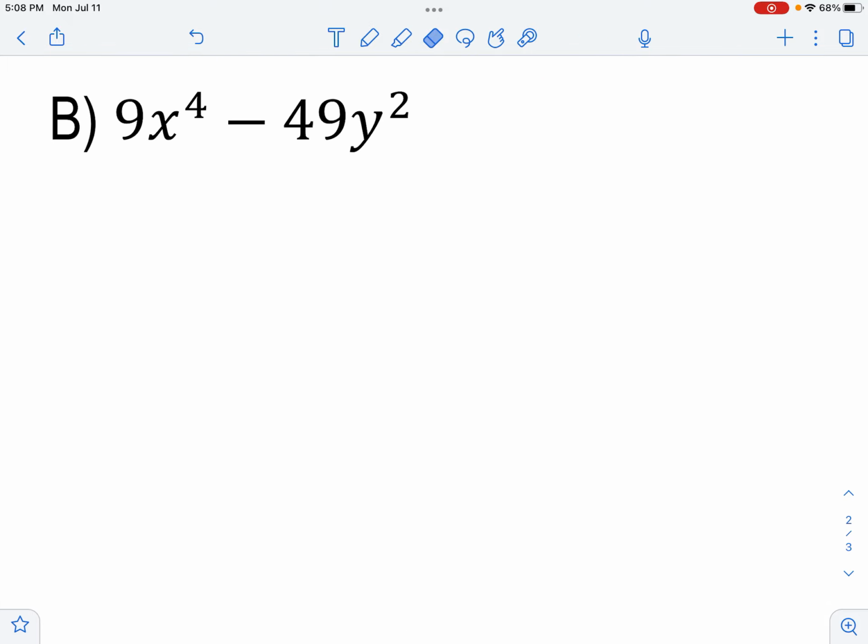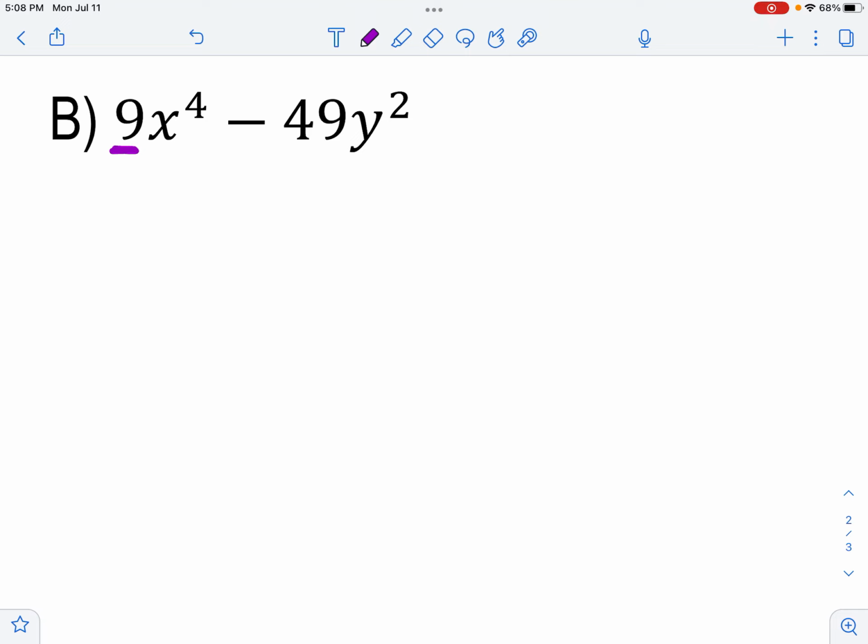So first off, I look for a GCF. 9 and 49, nothing in common. An X to the 4th and a Y to the 2nd, nothing in common. So no GCF. So now, since it's 2 terms, I'm going to look to see if it's a difference of squares. I'm asking myself the question, is this a perfect square? Okay, is this a perfect square? I like to even break it up further and say, is this a perfect square?